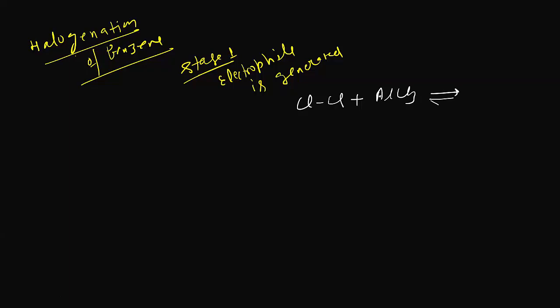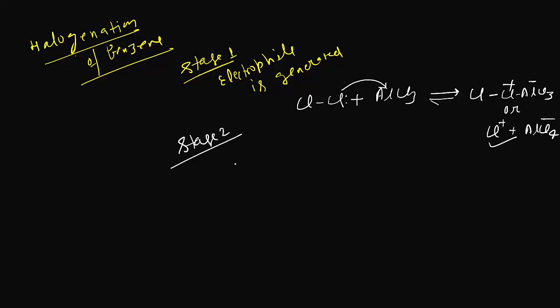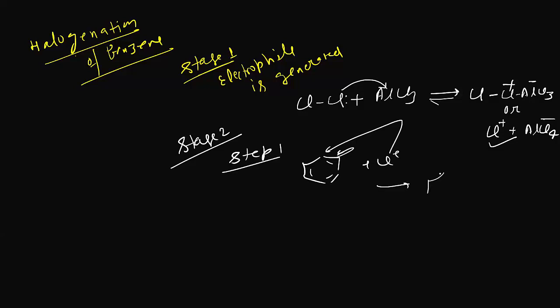will form Cl+ and AlCl4-. You can write in this manner, or you can write in this manner. Now you can see the electrophile is there, right? That electrophile will attack benzene in stage 2. I have already told you the mechanism of stage 2, which takes place in 2 steps. Benzene will get attacked by the electrophile, like Cl+ in this case. Pi electrons will shift that way.